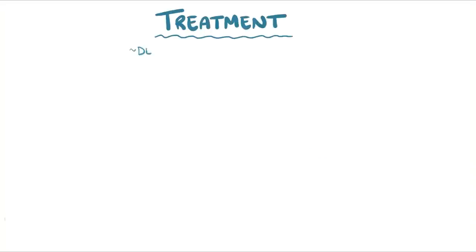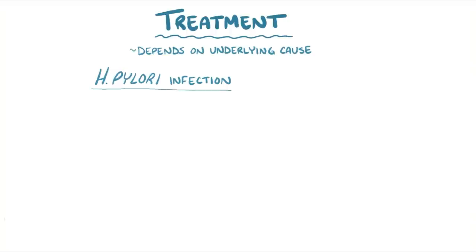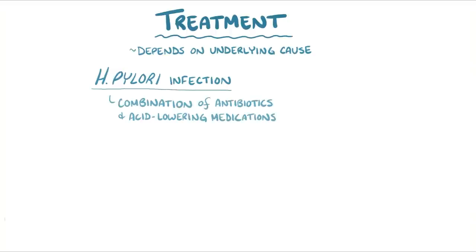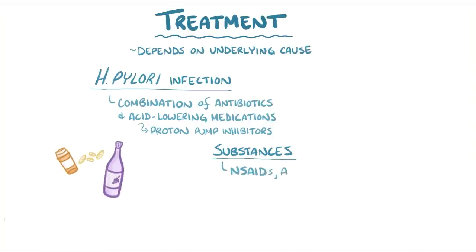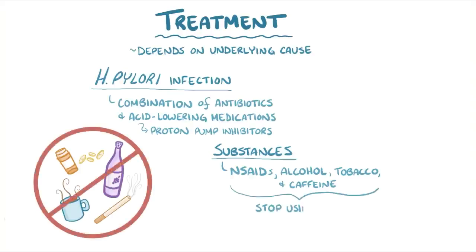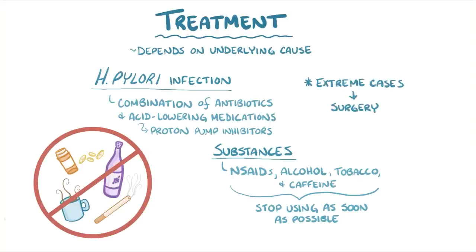Treatment of peptic ulcers depends on the underlying cause. If there's an H. pylori infection, it's usually cured with a combination of antibiotics and acid-lowering medications, specifically proton pump inhibitors. Substances that can worsen peptic ulcers include NSAIDs, as well as alcohol, tobacco, and caffeine, so it's best to stop using all of those as soon as possible. And in really extreme cases, surgery might be needed.